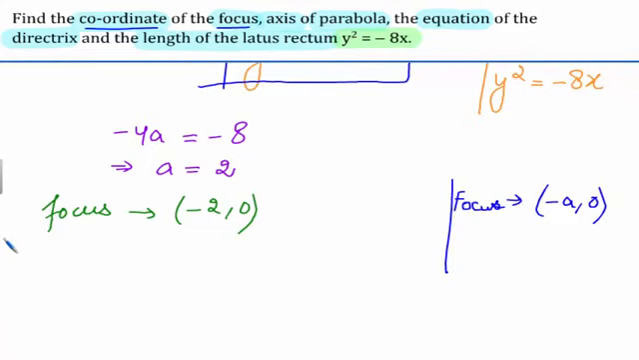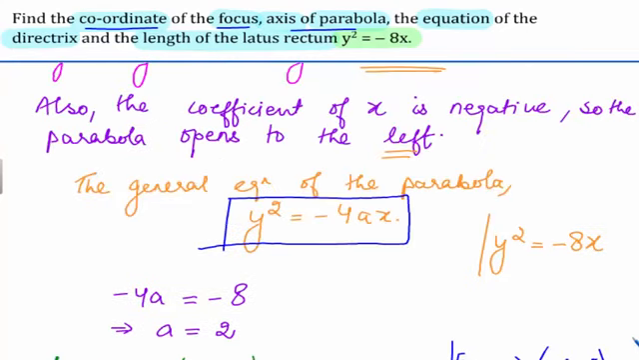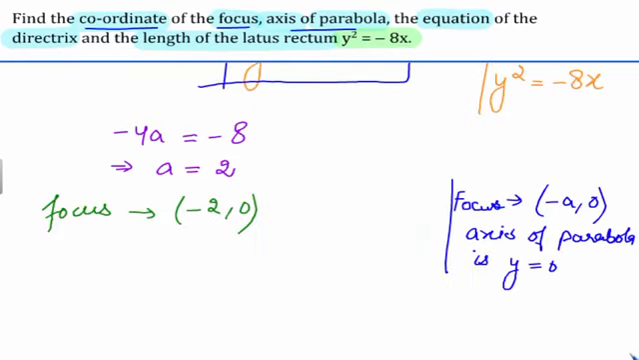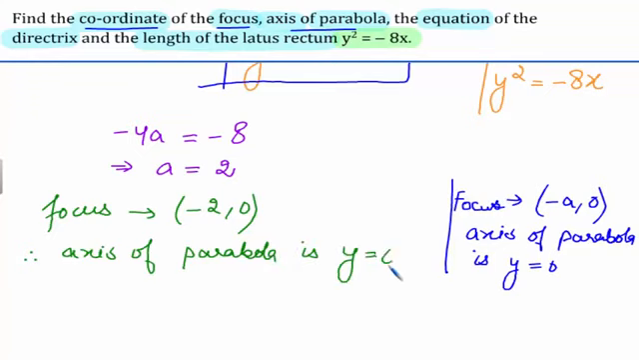The axis of the parabola next we have to find, and we know that axis of parabola is y is equal to 0. Since the axis of symmetry is x-axis, therefore axis of parabola is y is equal to 0.